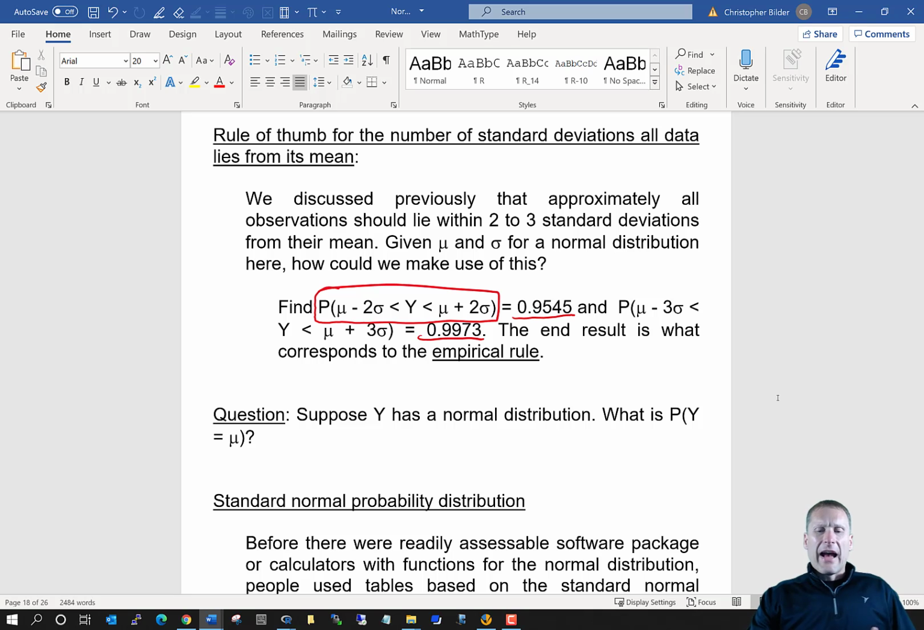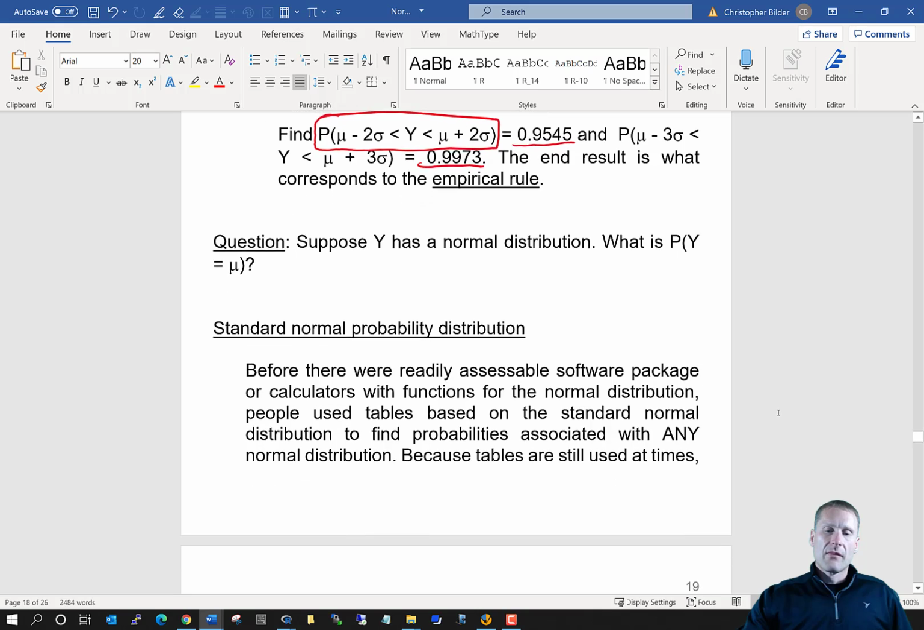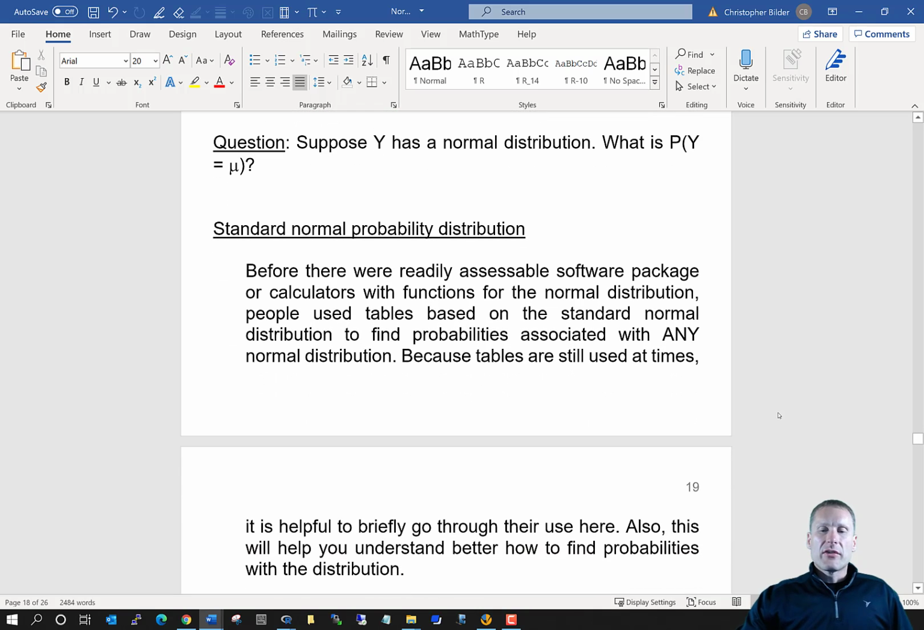Now, how do I know this? Why does this work actually for any mu, for any sigma? We'll see that shortly. But what you can do on your own, plug in a mu, plug in a sigma, use the Pnorm function, and you will see for any mu, for any sigma, this holds. So a quick question here. Suppose y has a normal distribution. What's the probability y is equal to the mean? Well, again, y is a continuous random variable, so that probability is 0.